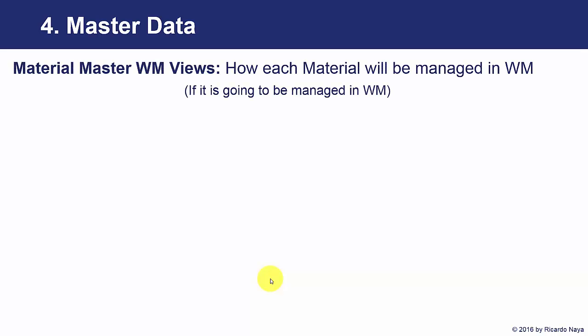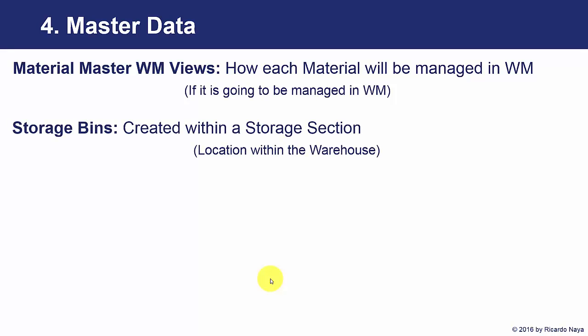Master data, we are going to need to maintain two WM views in the material master, where we are going to define if the material we are maintaining is going to be managed in these warehouses where we are going to use WM, and how it is going to be managed. And we also need storage bins, which are specific locations within the warehouse.